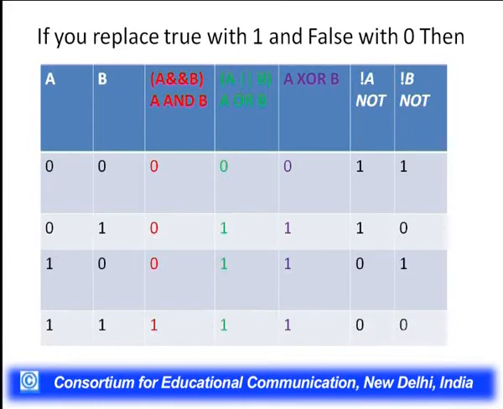Another case, another step: 0, 1. A is 0 and B is 1.